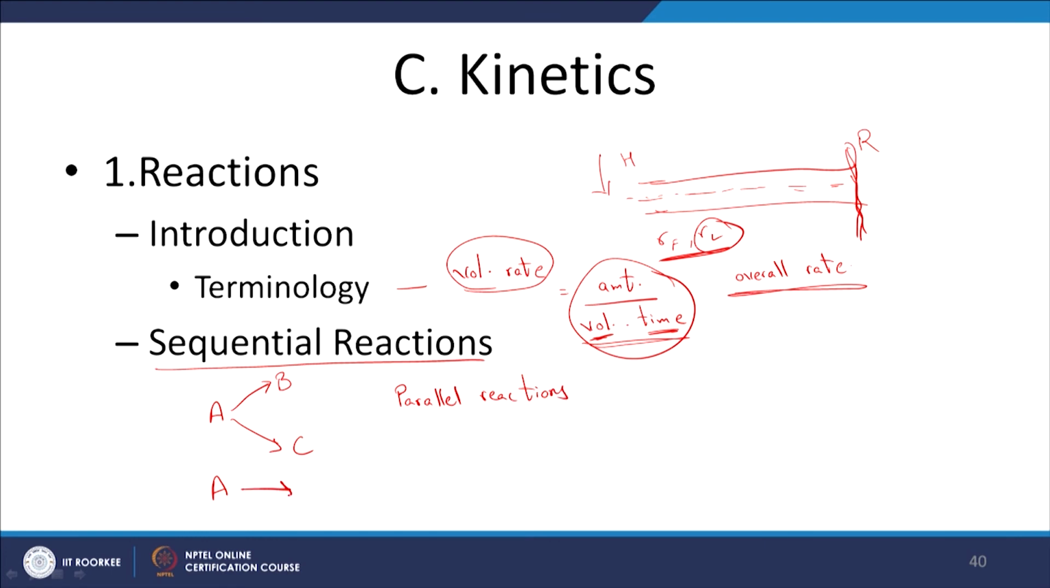At the same time you can have a series of reactions, right. So, we are going to discuss these two aspects in greater detail and why.